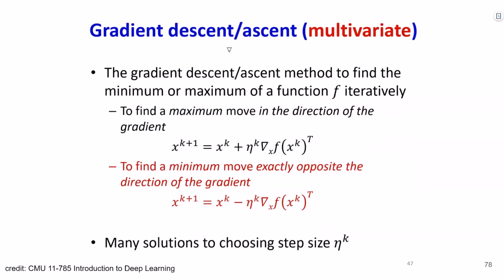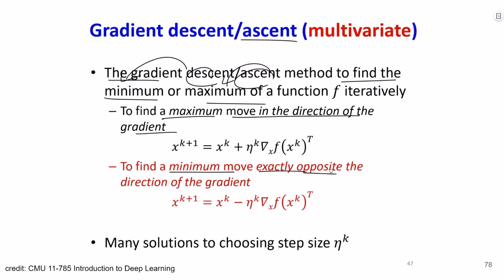And there is another algorithm called gradient ascent. The gradient descent and ascent methods find the minimum or maximum. Descent tries to find the minimum value and ascent tries to find the maximum value. To find the maximum, we move in the direction of the gradient. To find the minimum, we move exactly the opposite of the direction of the gradient. And as I told you, there are many solutions to choosing step size.